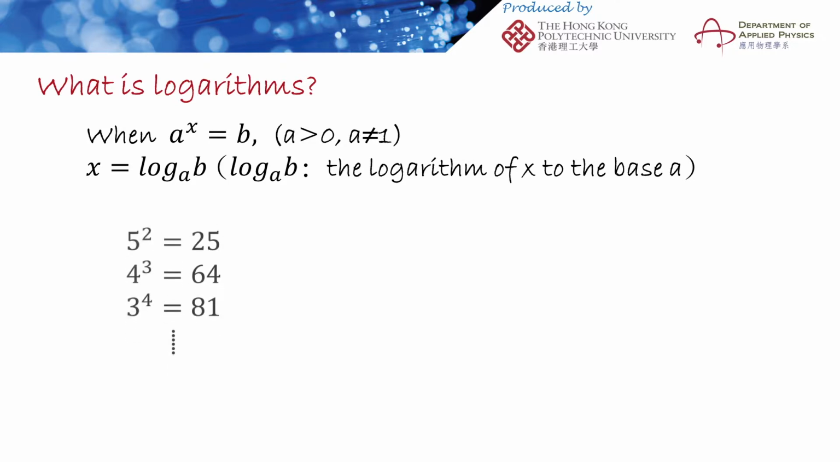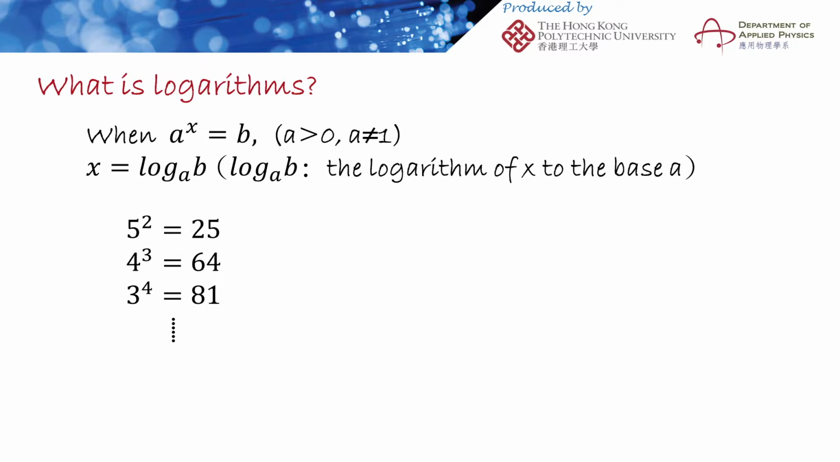Sometimes we write questions about index, just like 5 squared equals 25. 4 to the power 3 is equal to 64. 3 to the power 4 is equal to 81. This time we would like to find 5 raised to what power gives you 25, 4 raised to what power gives you 64.